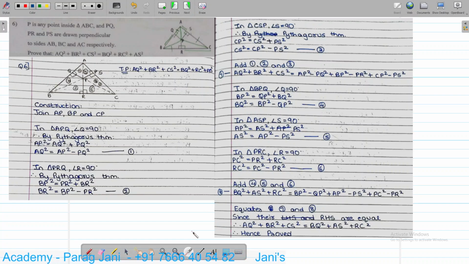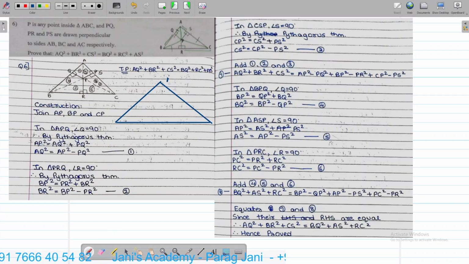Okay, now question number 6, which is again very easy. P is any point inside the triangle ABC. So I'll draw the triangle again, your triangle ABC. You might not be given the diagram, you might draw it anyway, which is again easy. P is any point, not the midpoint, but any point in the triangle ABC.